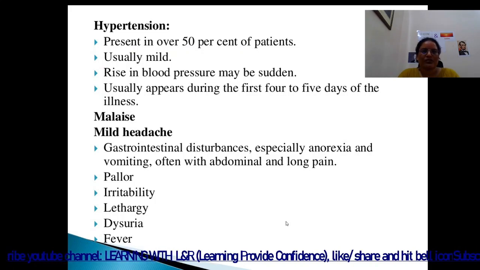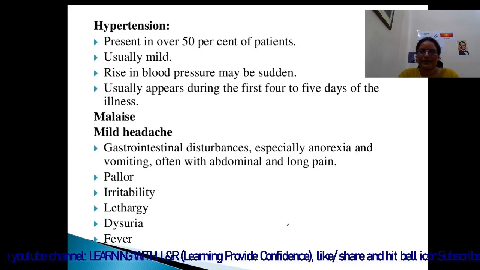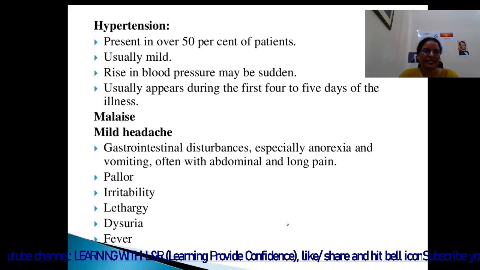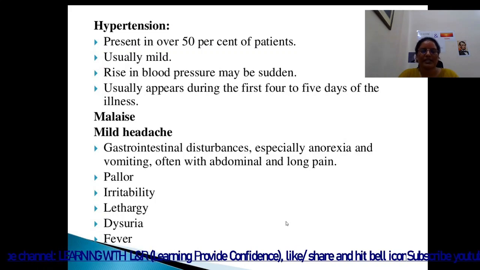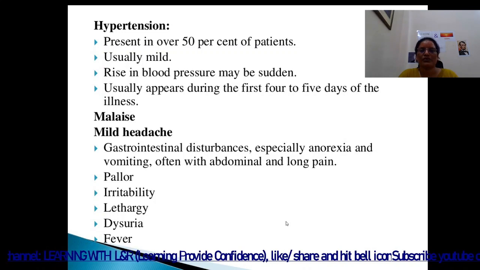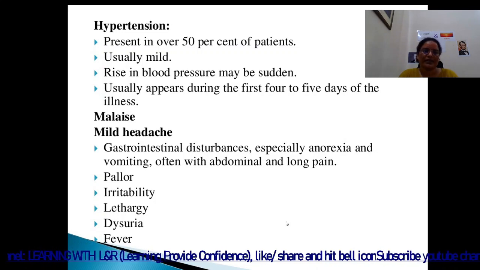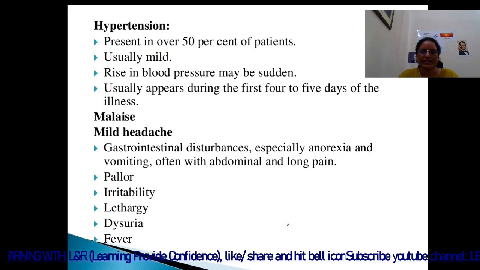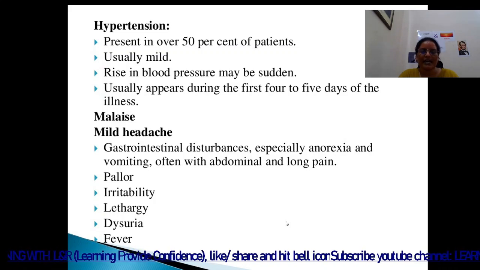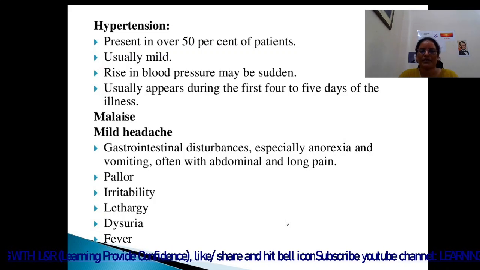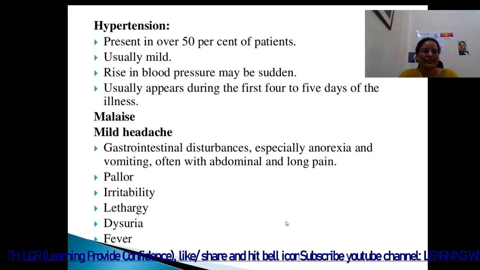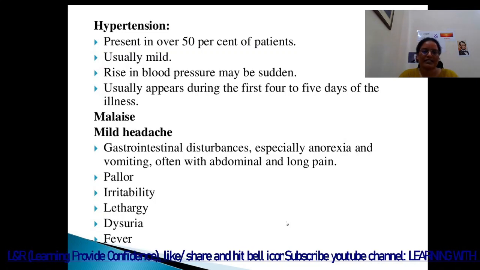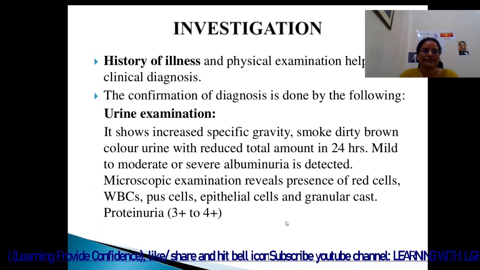Hypertension is present in over 50% of patients, usually mild. The rise in blood pressure may be sudden, usually appearing during the first 4 to 5 days of the illness. Malaise and mild headache, gastrointestinal disturbances, especially anorexia and vomiting, often with abdominal and flank pain, pallor, irritability, lethargy, dysuria, and fever.